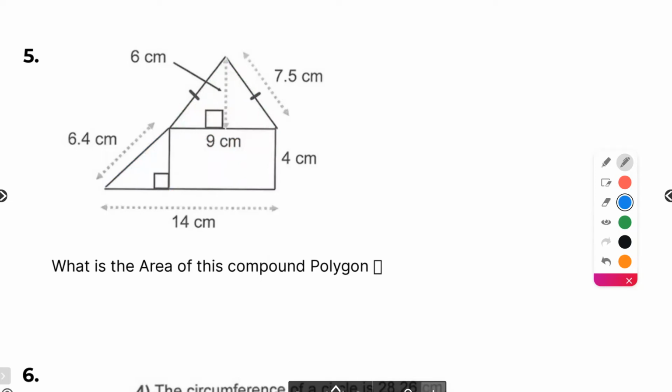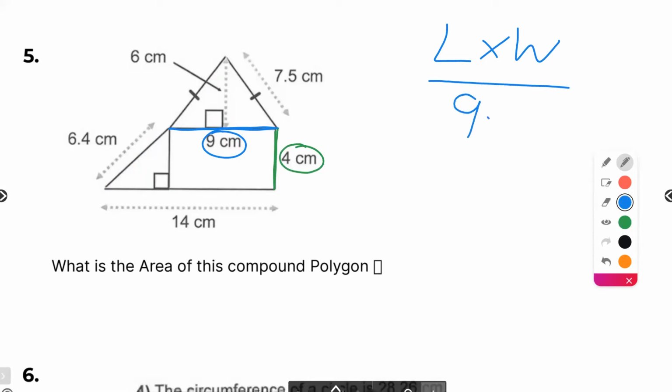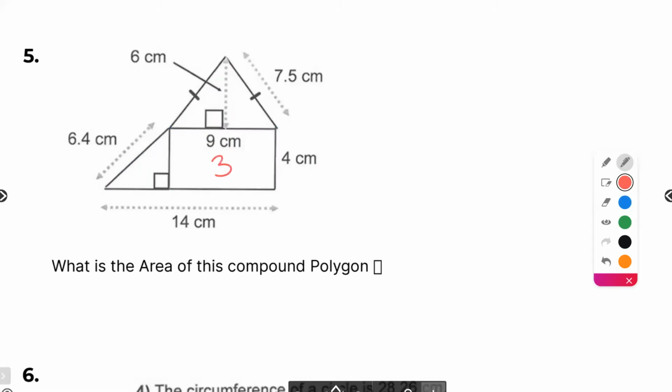To calculate the area of a rectangle, what I need to know according to my formula sheet is the length times the width. The length of the rectangle and the width are the two numbers that are associated with them. So in my rectangle, I've got 9 here, and I have 4 here. So 9 times 4 is going to be my area for this rectangle. And when I take 9 times 4, I'm going to get 36.